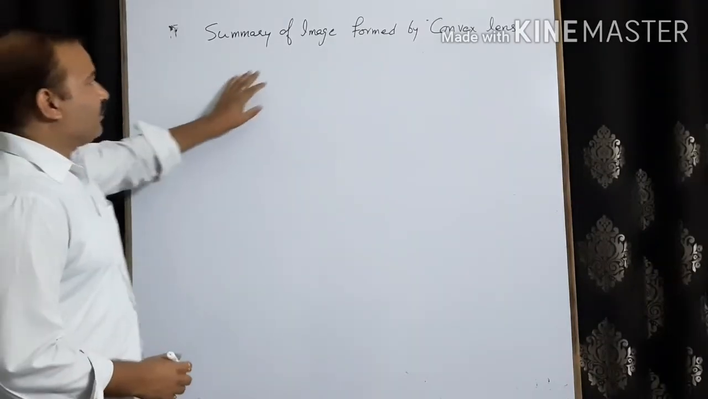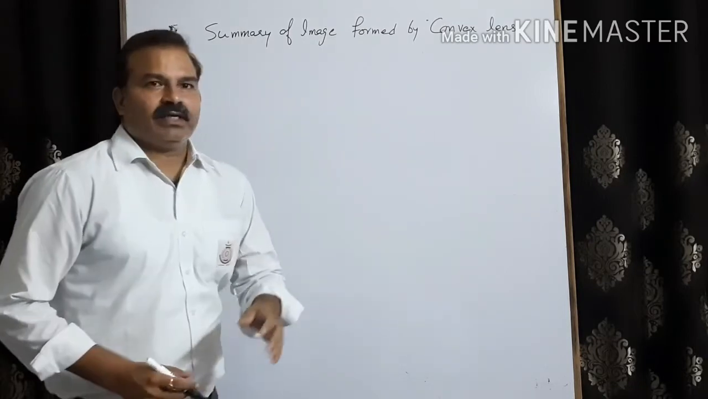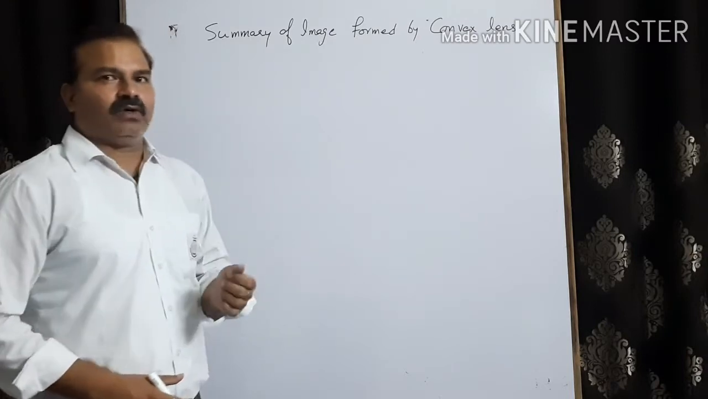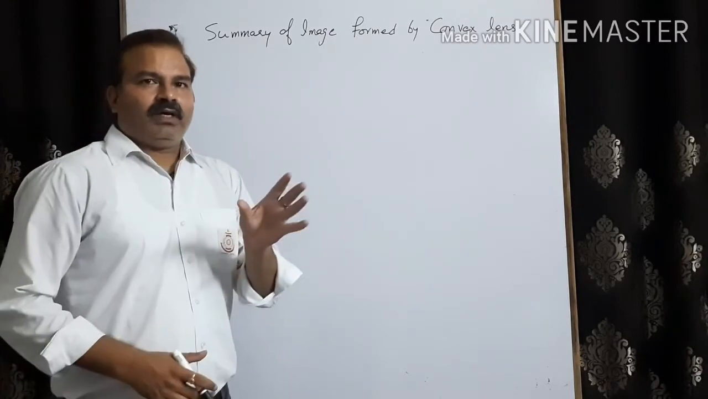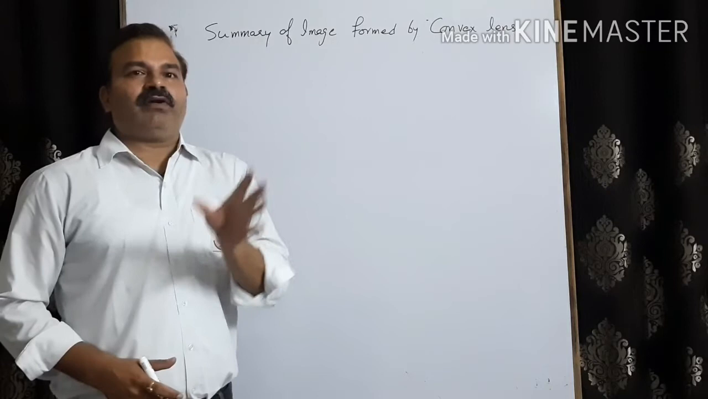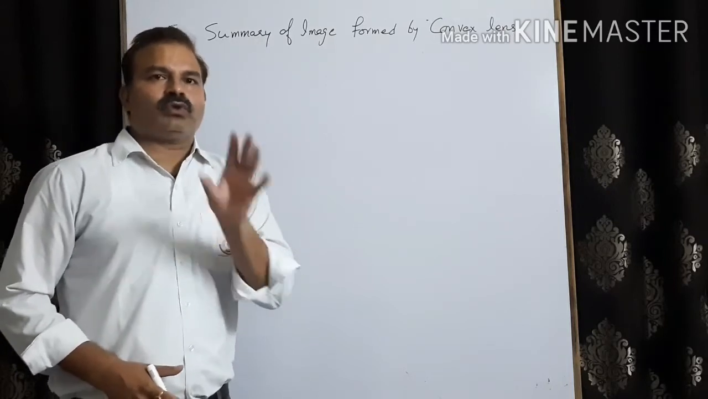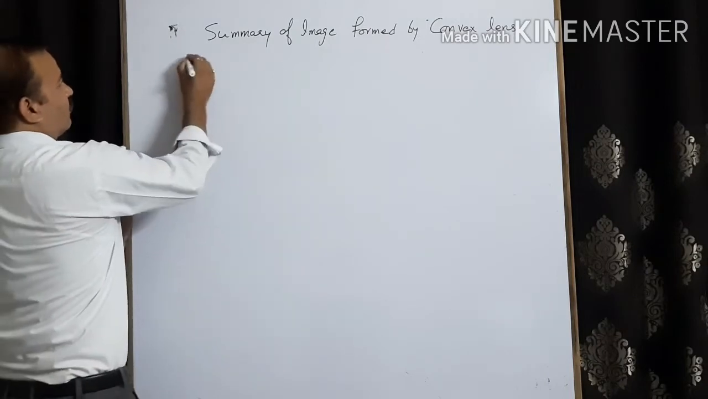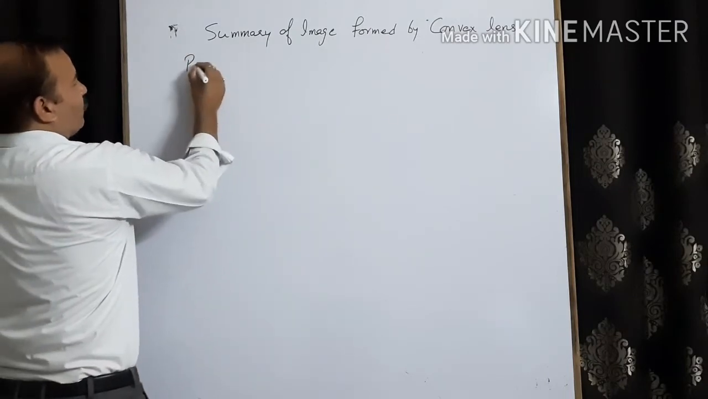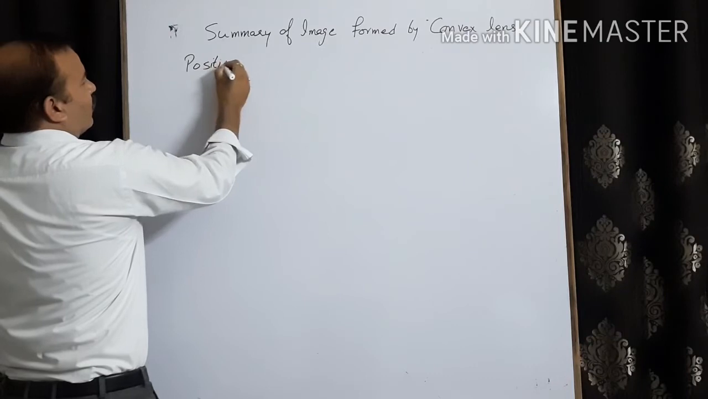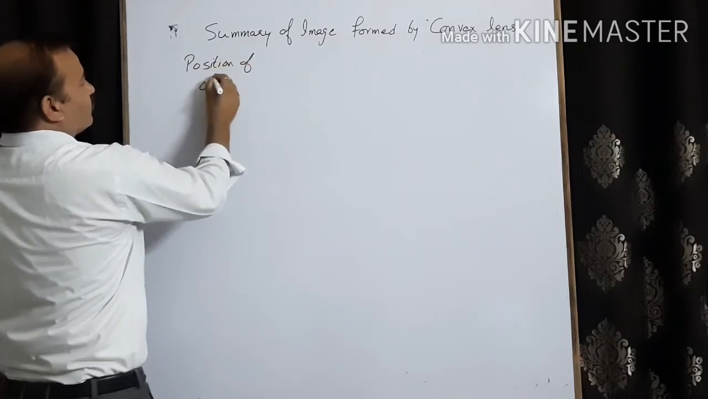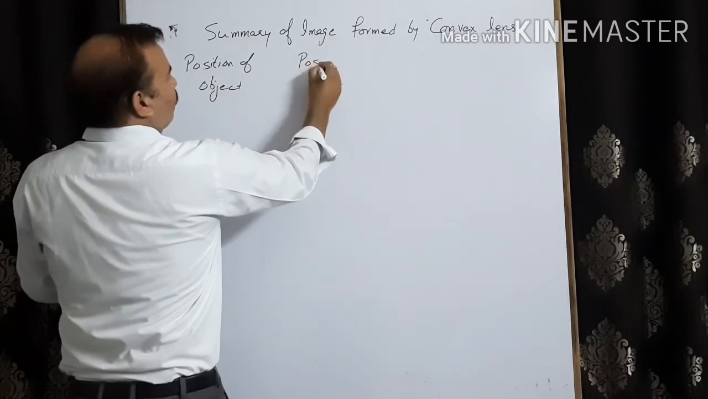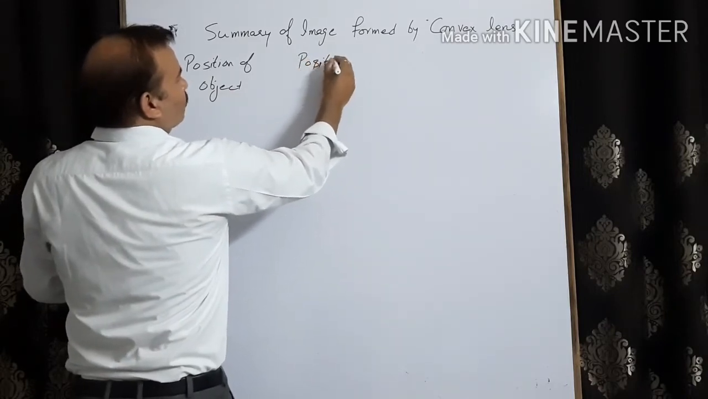Now this is a summary of the image formed by the convex lens. Whatever six types of images we have learned just now, how to put them in a table form. And if you remember the table form, it will be easy for you to draw the ray diagram. For that, we will make 4 columns. First is the position of the object. Then second, the position of the image.